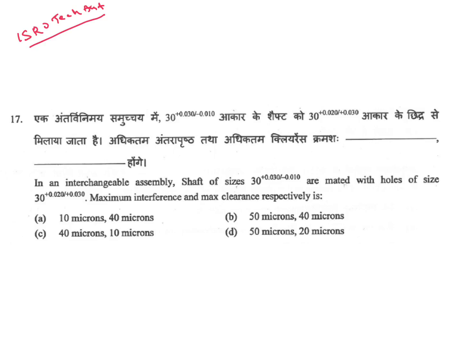In an interchangeable assembly, shaft sizes are mated with holes of given sizes, with tolerances given. The maximum interference and maximum clearance are respectively? Maximum interference and maximum clearance. So basic size given, it's 30. We will start from basic size. First draw the line for basic size. Let this line represent basic size or zero line.